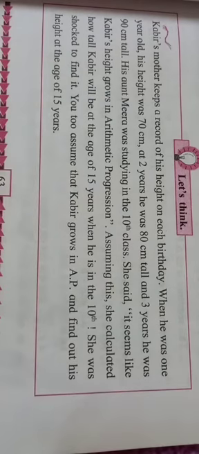Now, at 2 years, his height was 80 centimeter. That is T2 is 80 centimeter. And at 3 years, his height was 90 centimeter. That is T3 is 90 centimeter.